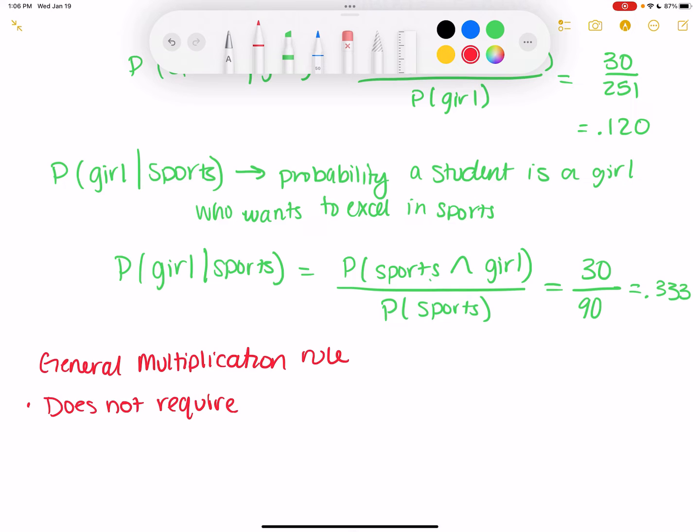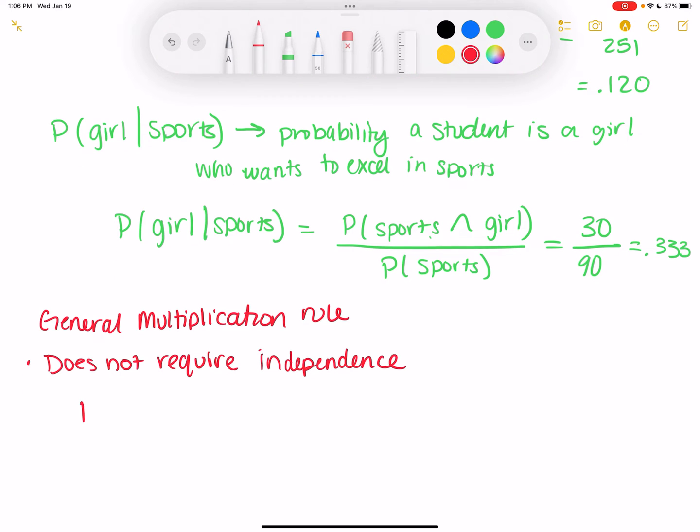I don't know if this is actually charging. Okay, we'll see if it'll give me a little bit.